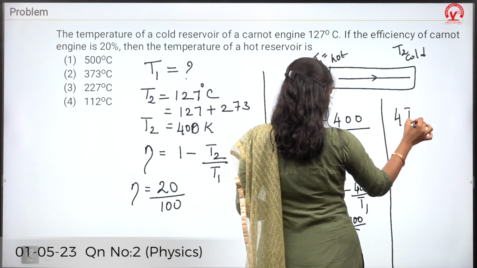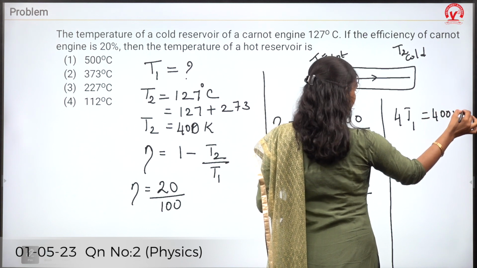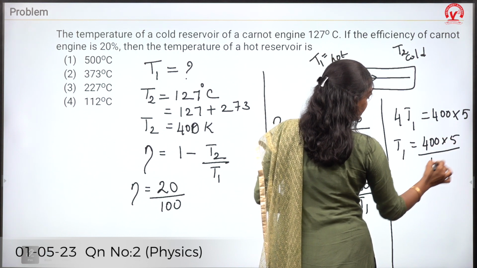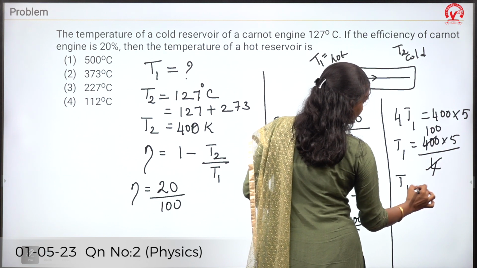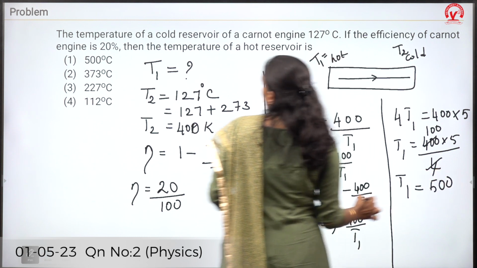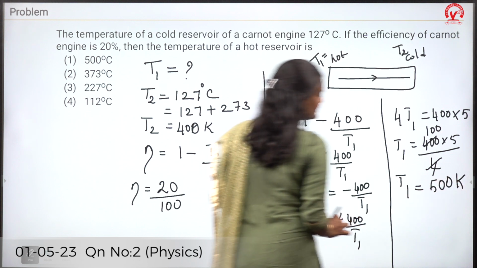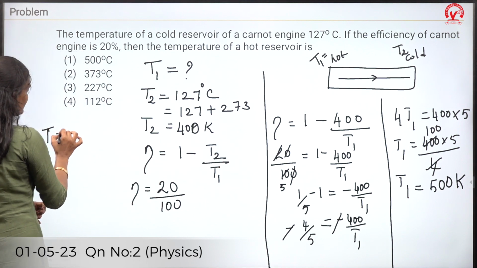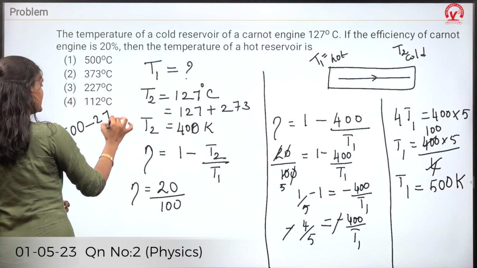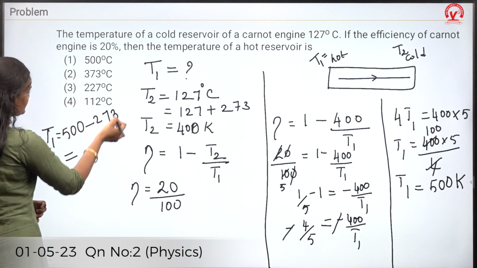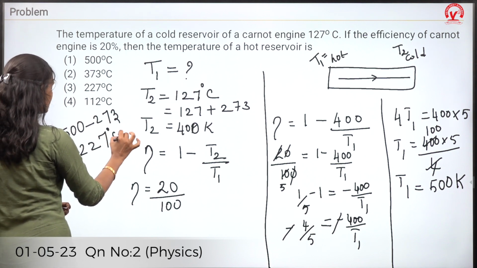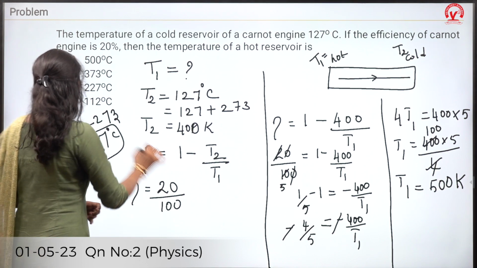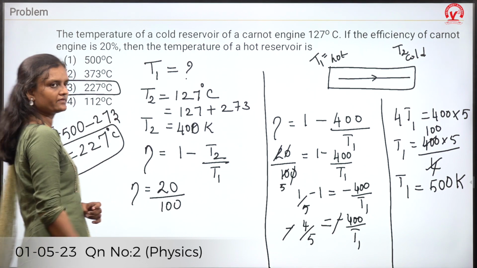Now 4T1 is equal to 400 into 5. So T1 is equal to 400 into 5 divided by 4, which is 500. This is in Kelvin, 500 Kelvin. Our aim is to calculate in degrees Celsius. So T1 is 500 Kelvin, and 500 minus 273 gives 227 degrees Celsius. So the temperature of the hot reservoir is 227 degrees Celsius, and the option is number 3.